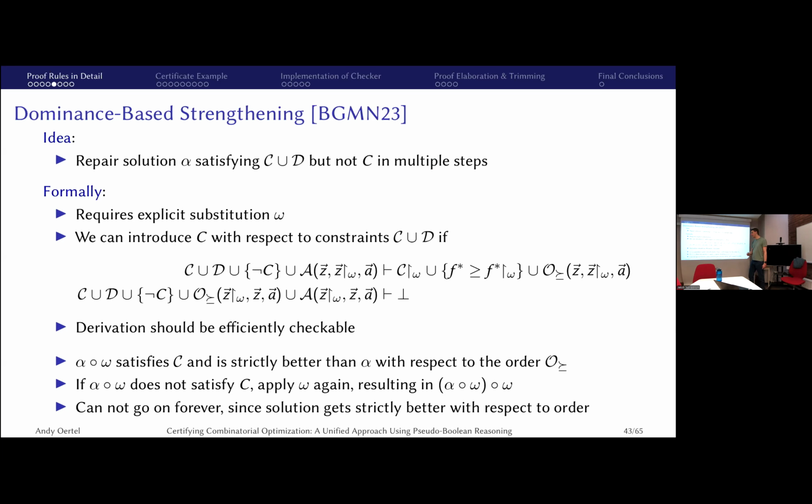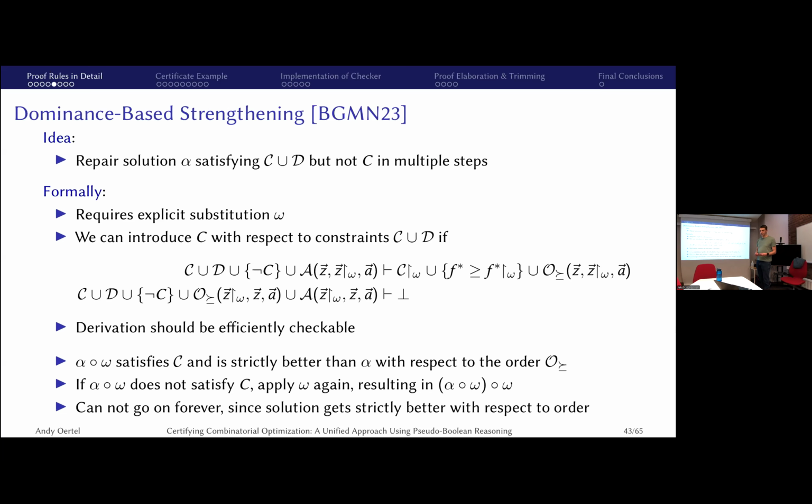So if we apply this again and again and again, then we're always improving strictly with respect to the order. But this cannot go on forever because we only have a finite amount of solutions or assignments. So at some point it has to end and we have to get a solution that satisfies our derived constraint.